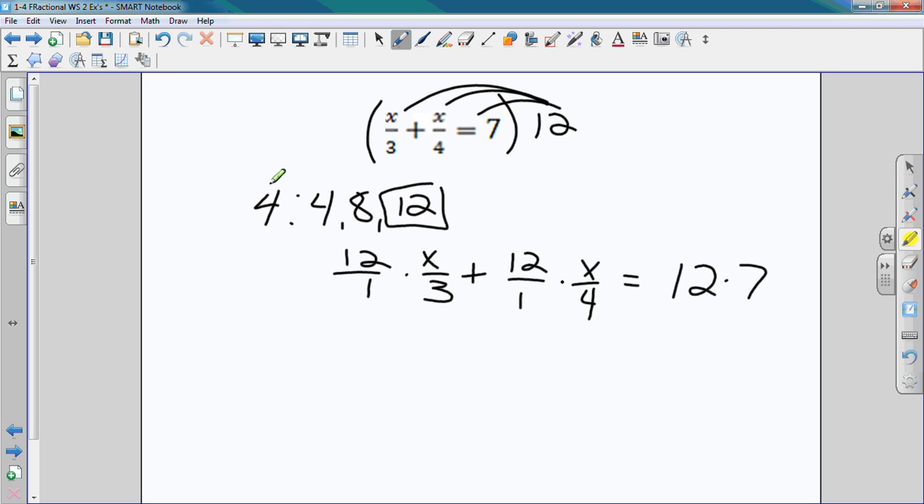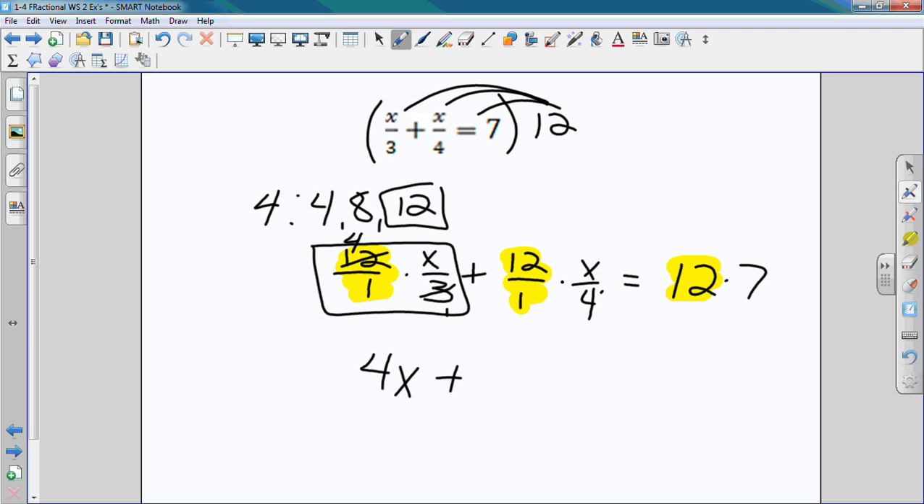If you still can't see what you're doing, get a highlighter. Highlight your 12 in there. Now cross reduce. I have 12 over 1, 4. So I'm left with 4x plus 1, 3. 3x equals 84.